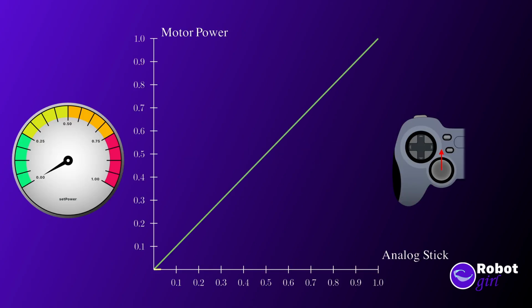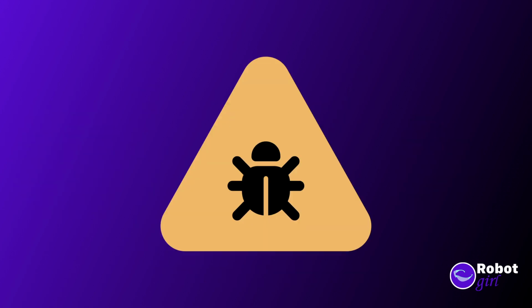If we plot this on a graph, it looks like a curve. As you press the joystick in one direction more and more, it starts out slow at the bottom and then quickly increases to full power closer to the top end. But wait, there's a big problem with this. Can you spot it? It works great when we're going forward.